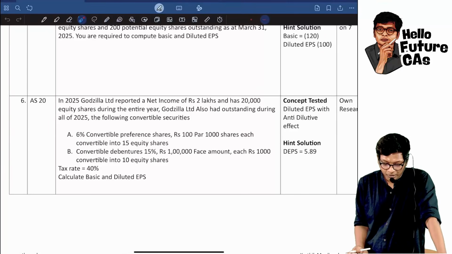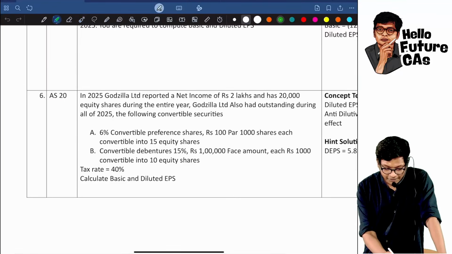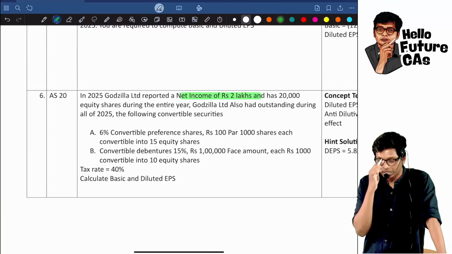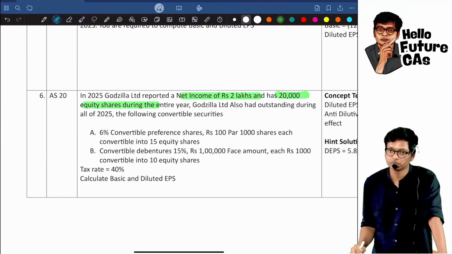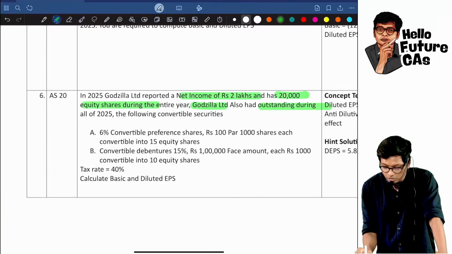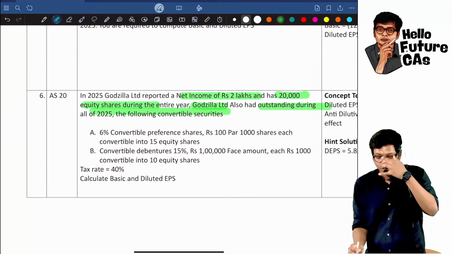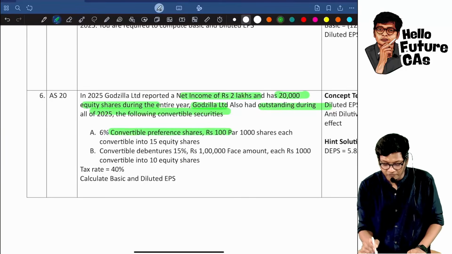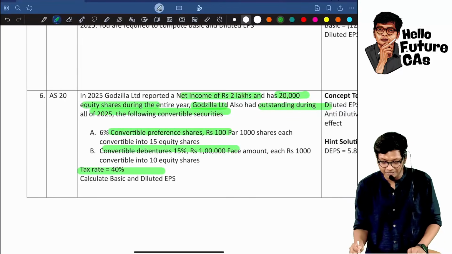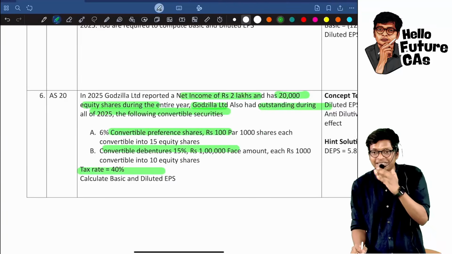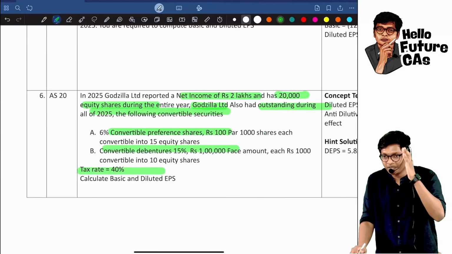6. In 2025, Godzilla Limited reported a net profit of 2 lakhs and has 20,000 equity shares outstanding during the year. Godzilla has also outstanding during the year the following convertible securities. What are the convertible securities? Preference shares, some convertibles, debentures, some convertibles. He has given tax. He is asking you to compute basic and diluted EPS. For those who know AS20, this sum is going to be a fun sum, guys.